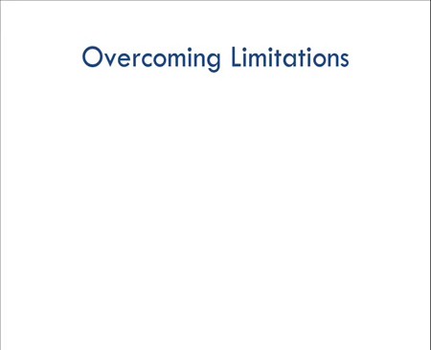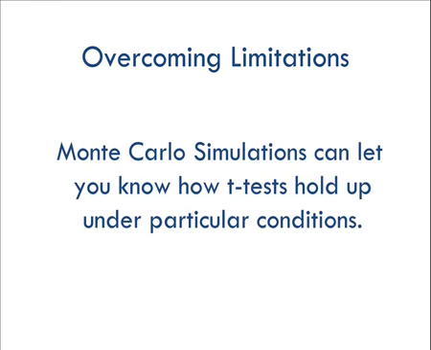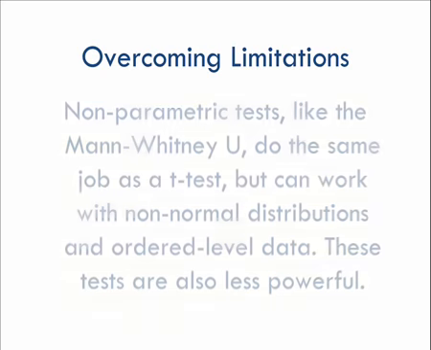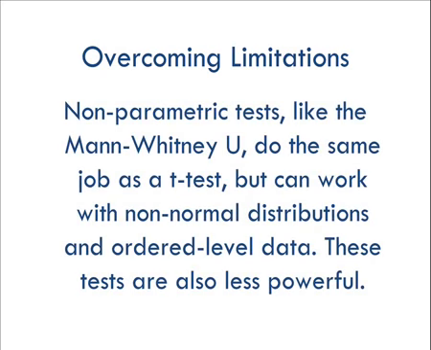If your data is unruly and breaks some of these rules, you do have a few options. You can do a Monte Carlo simulation to test whether it is safe to use the t-test. You can also use another kind of test instead, like a Mann-Whitney U-test. They can take more abuse, but statistically they're less powerful.